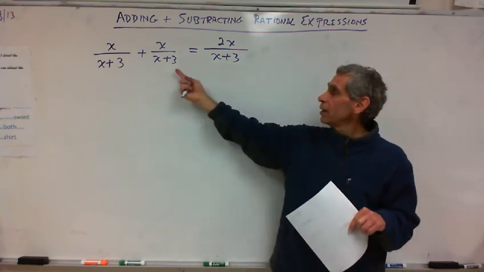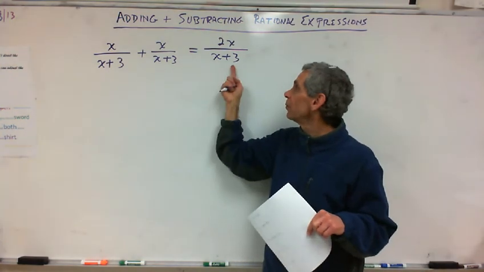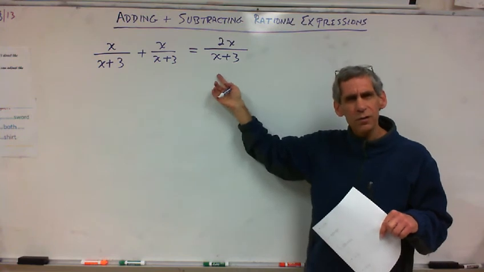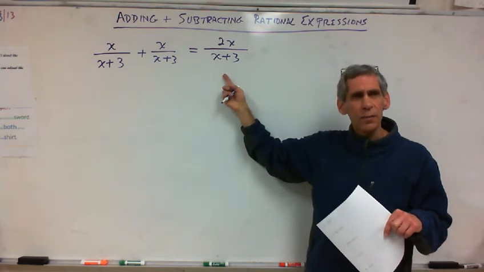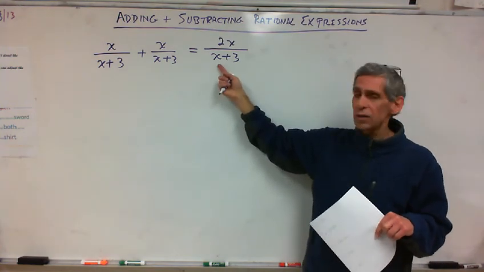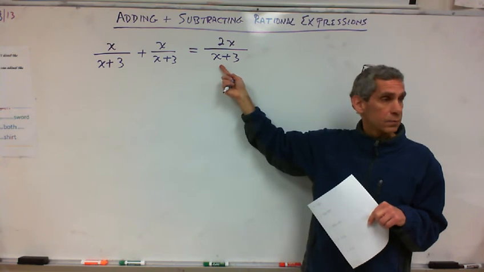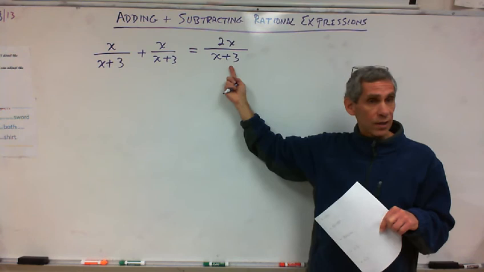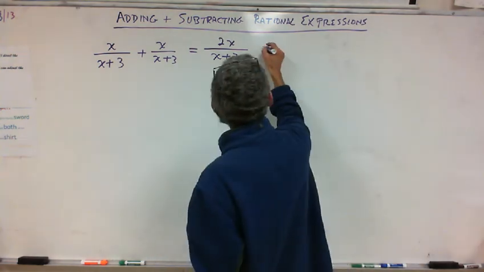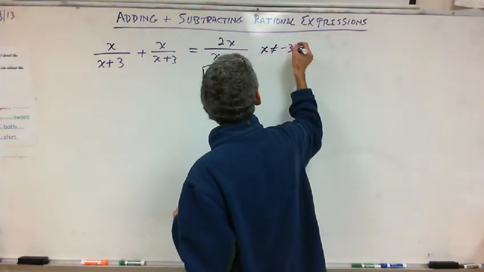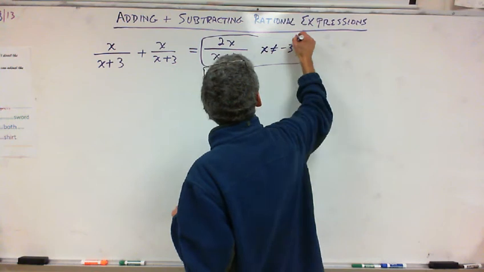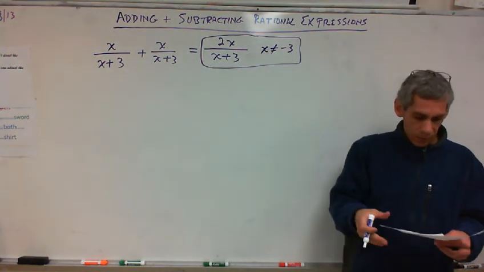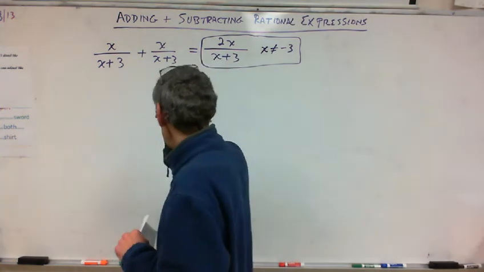So I go back here. Pretty much when you're adding, all you have to do is use your common denominator. So this is your common denominator. What can x not be? Negative 3, right? If x were negative 3, it would be 0 in the denominator. It would be undefined. So x cannot equal negative 3. And that's my answer. Pretty straightforward, right? That one's pretty easy, right? Everybody? All right, how about this one?